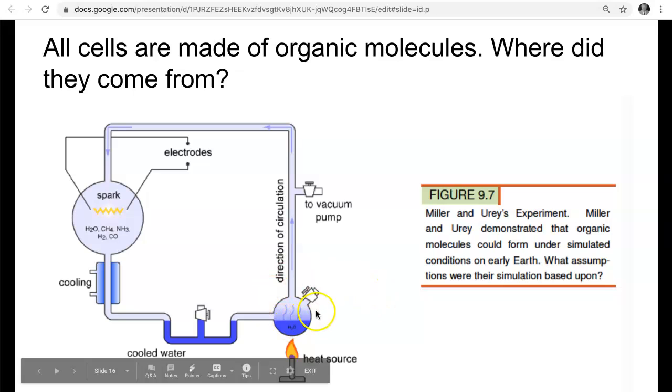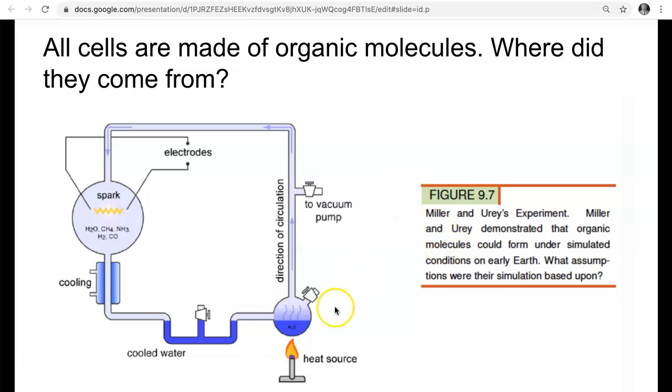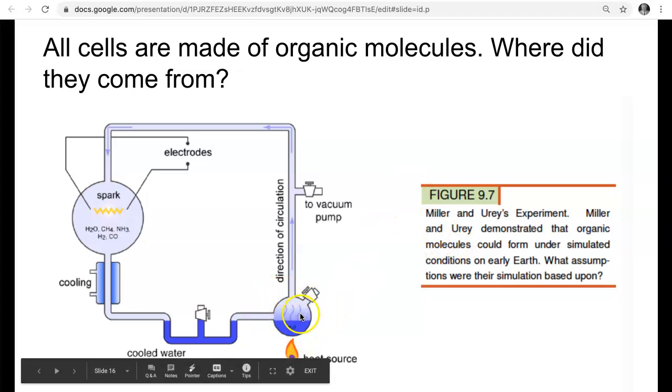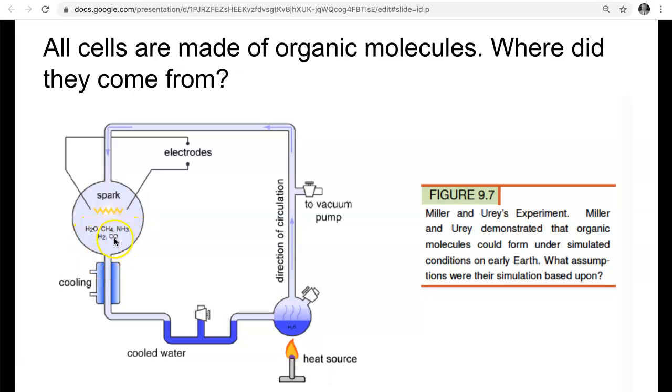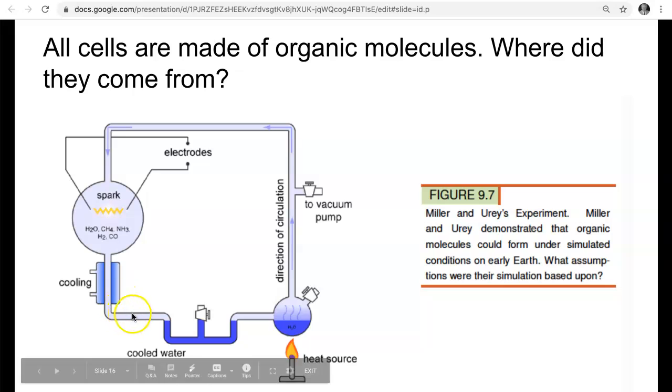So what they did was they took a closed system. This is all glass, clear glass, and they simulated what would be water evaporating off of the ocean. They simulated a spark to be lightning, and they had water, methane, ammonia, carbon monoxide, a little bit of hydrogen. They would cool it down, they'd turn the water back in, and it would recirculate through.